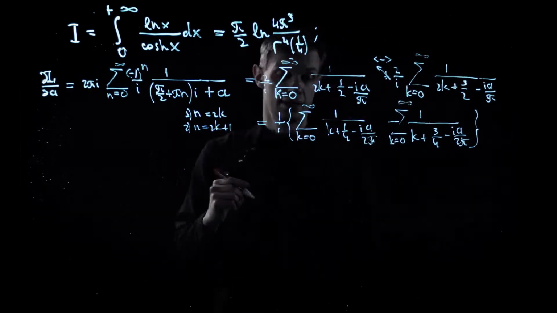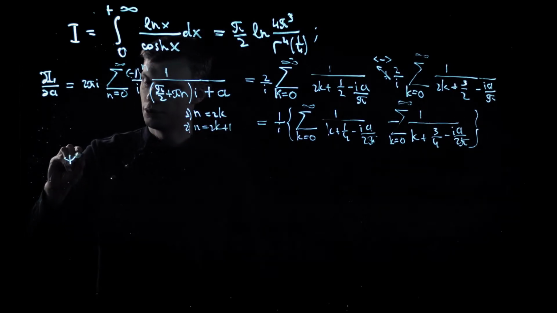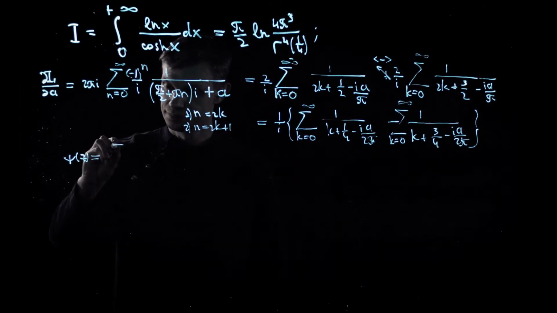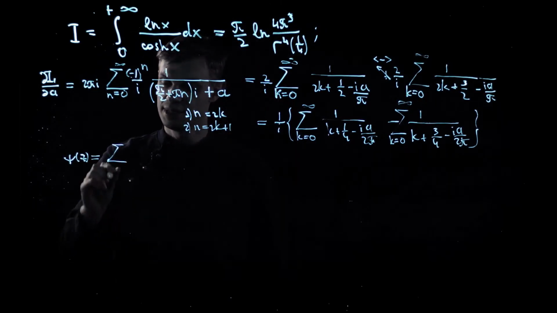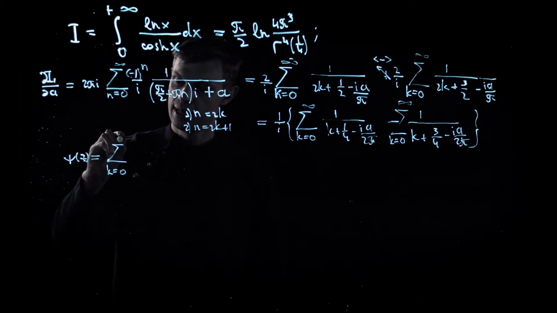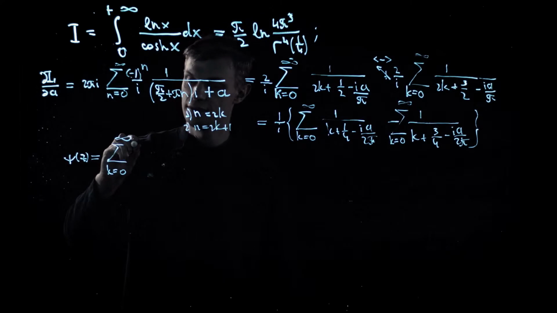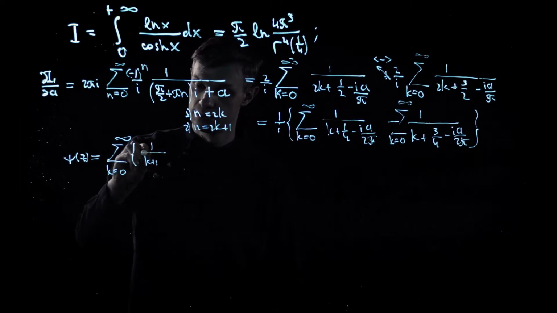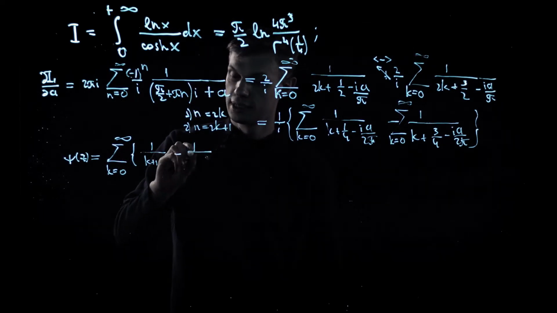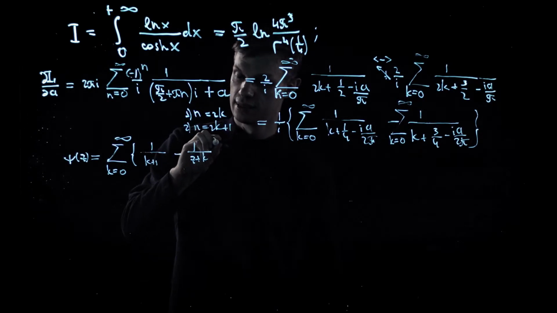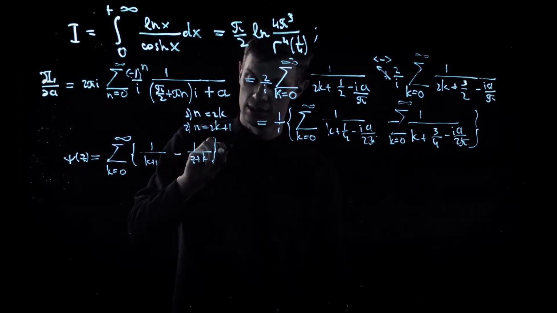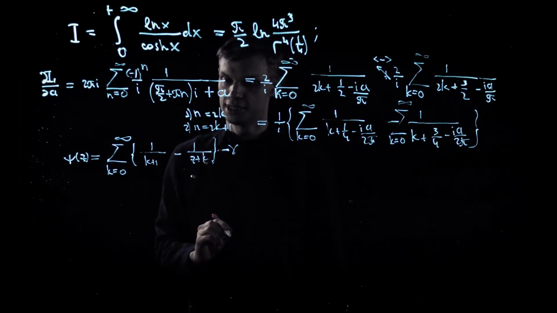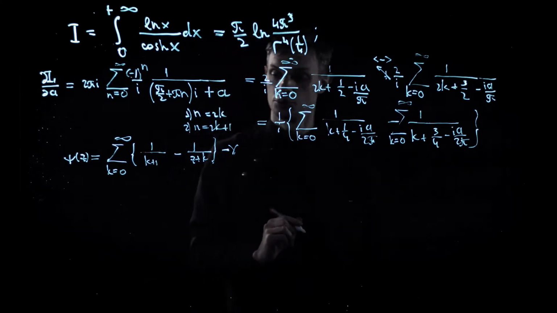As you remember, there is the following expression for Euler's digamma function. Namely, it can be expressed as the sum from 0 to plus infinity of the following difference of two expressions: 1 over k plus 1 minus 1 over z plus k, minus gamma. Oh, just a second, probably plus gamma. Oh, no, minus gamma. Right.